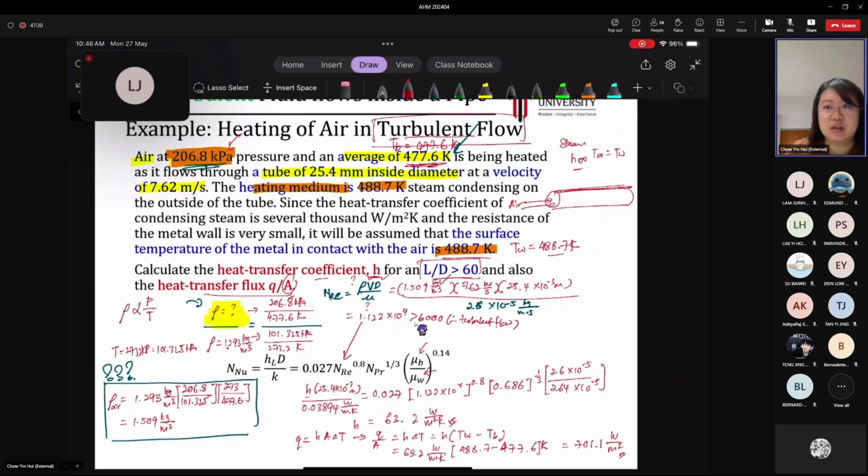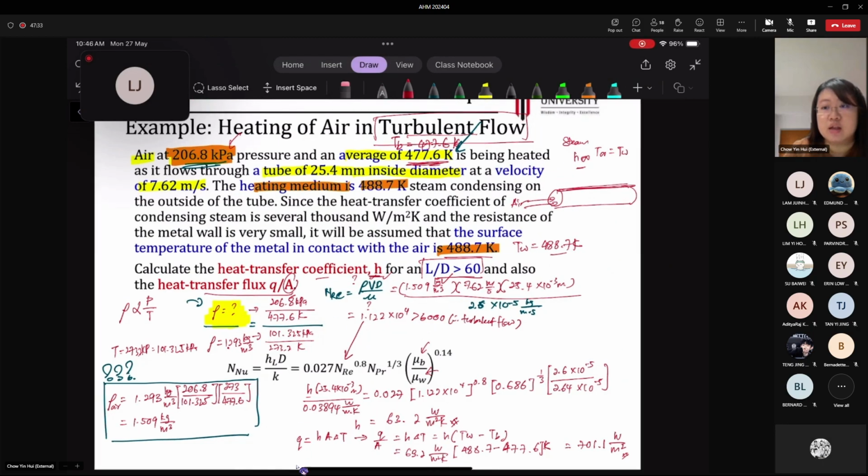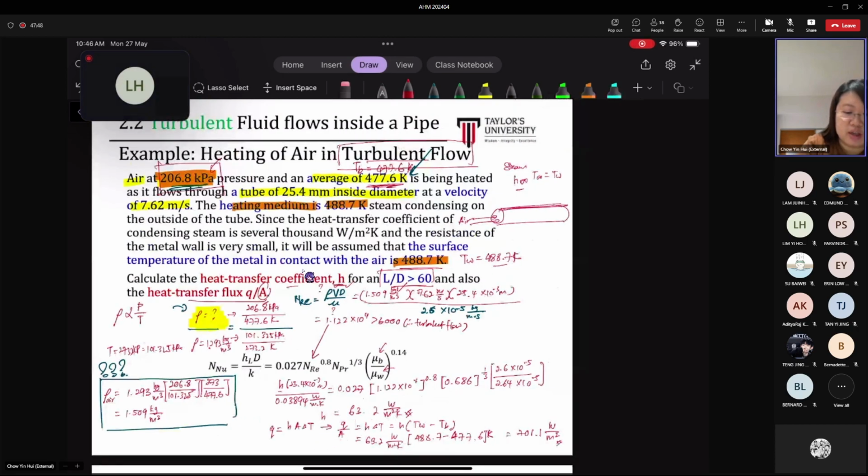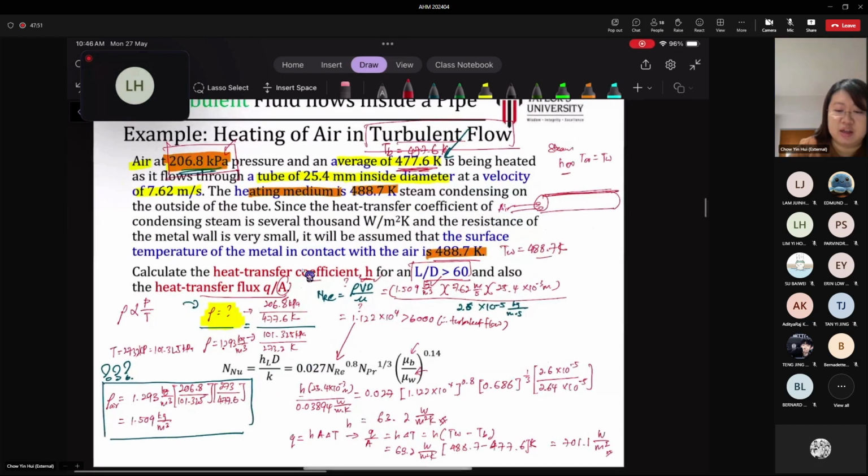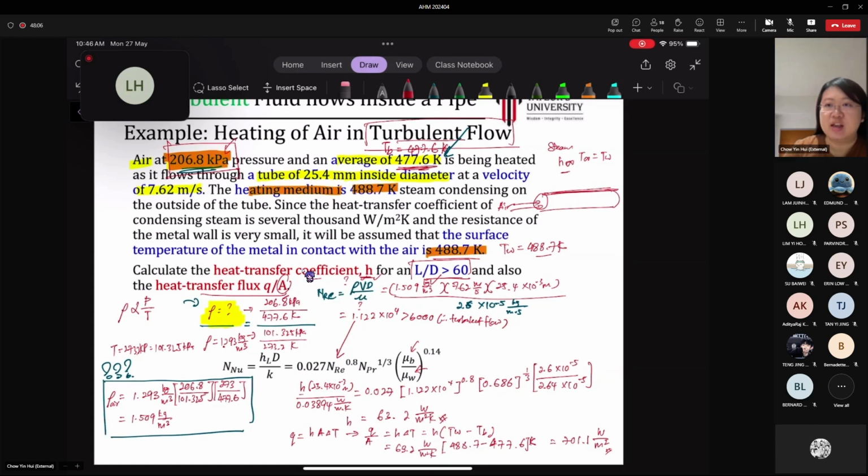Dr. Shaw, I want to ask about the air at the wall condition, right? Is it still under the same pressure, or is it normal atmospheric pressure? The air is flowing at this pressure. It's given in the question. Here, you can imagine that there's a compressor that compresses the air at this pressure to force it to flow through the tube. Okay, all right. Any other question?